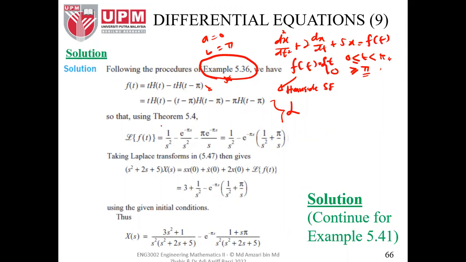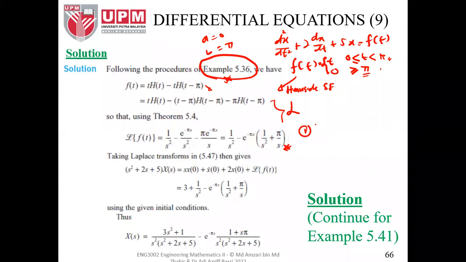So we know that this is 1 over s squared minus, okay, this is 1 over s squared, but the exponent is negative pi s, negative pi s here, minus pi over s times exponent negative pi s. So this can be factorized to become 1 over s squared minus exponent negative pi s times 1 over s squared plus pi over s. You have this one.